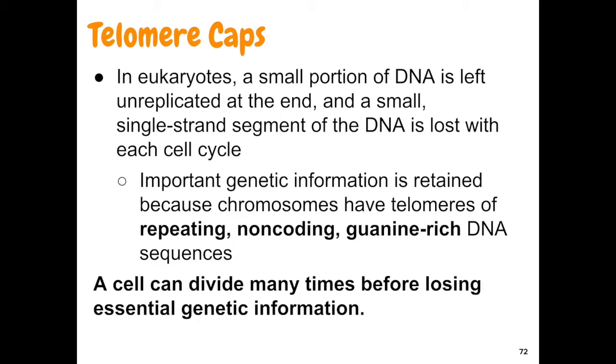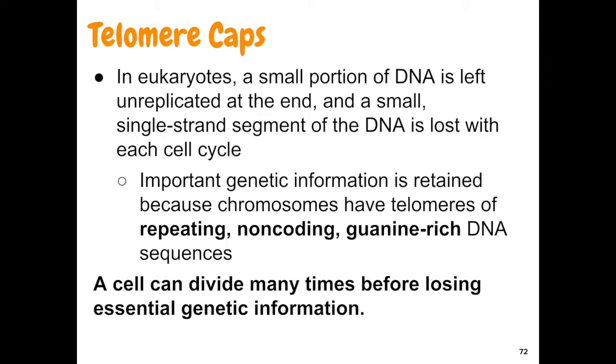And so to compensate for this repeated shortening process, repetitive sequences of DNA get added, and those sequences are non-coding sequences. They're not responsible for any genes. They're just there to help prevent serious complications and loss of important genes on the DNA in the chromosome. So those non-coding sequences at the end of our DNA in the chromosomes are called telomeres, and they're repeating, non-coding, guanine-rich DNA sequences.